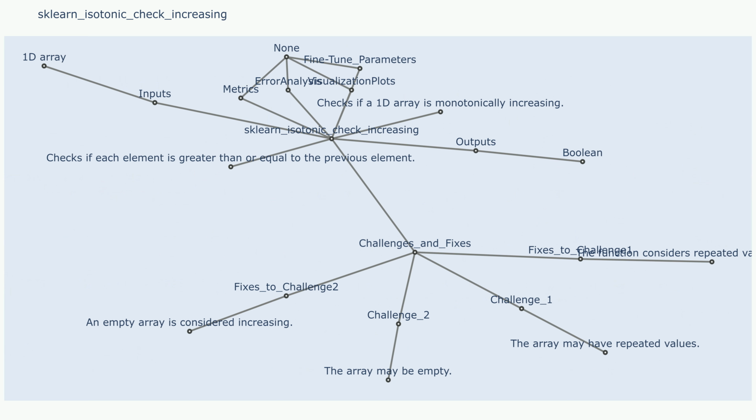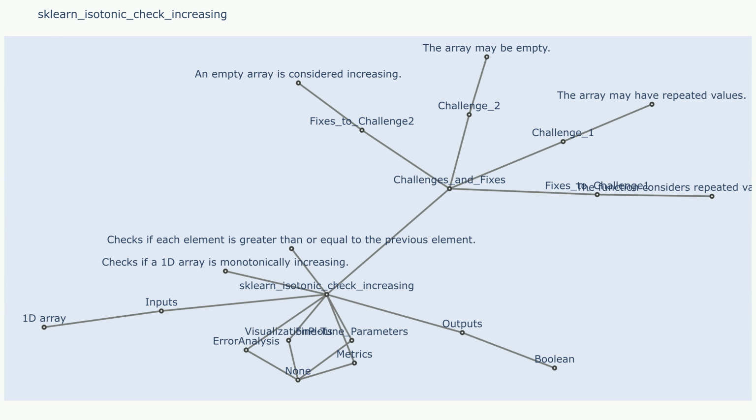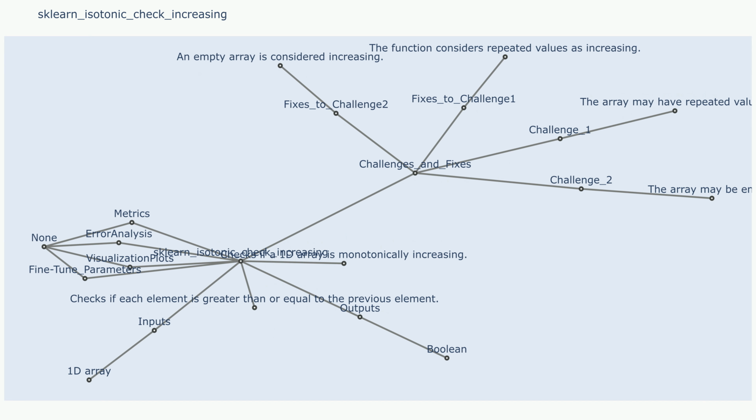Challenges and fixes. Challenge 1. Explain in detail. The check_increasing function assumes that the input sequence y consists of numeric values. If the sequence contains non-numeric elements, such as strings or objects, the function will likely fail. Sample use case that resulted in challenge 1. A user might inadvertently provide a sequence containing mixed data types, including strings. This could lead to an error during the comparison of values.